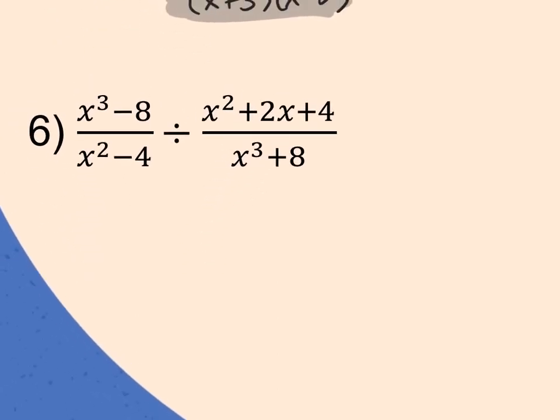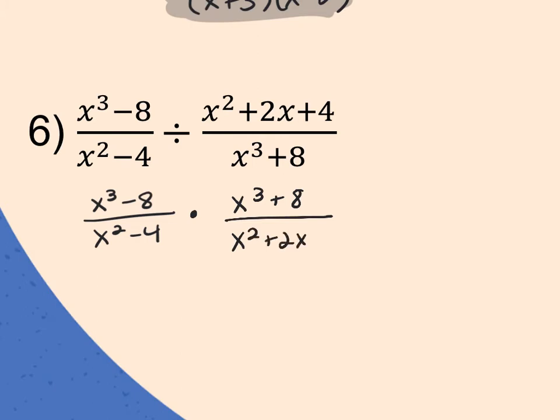Before I factor this, and it really doesn't matter what order you do it, you can do keep, change, flip and then factor, or factor, then keep, change, flip. I wait until after I flip it just because it will be less to rewrite, but it doesn't matter which one you do. First thing I'm going to do is keep the first one. So that one stays the same, keep or stay. Change my sign to multiplication. And then flip the second one, x cubed plus 3 over x squared plus 2x plus 4.